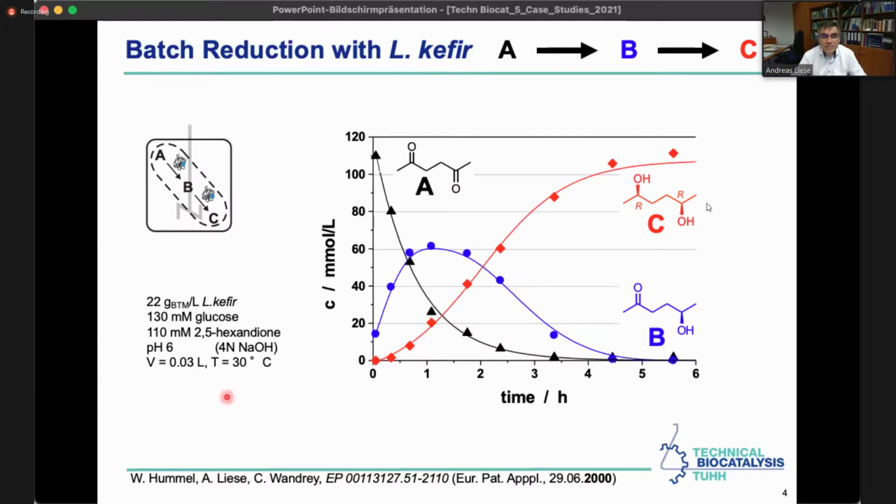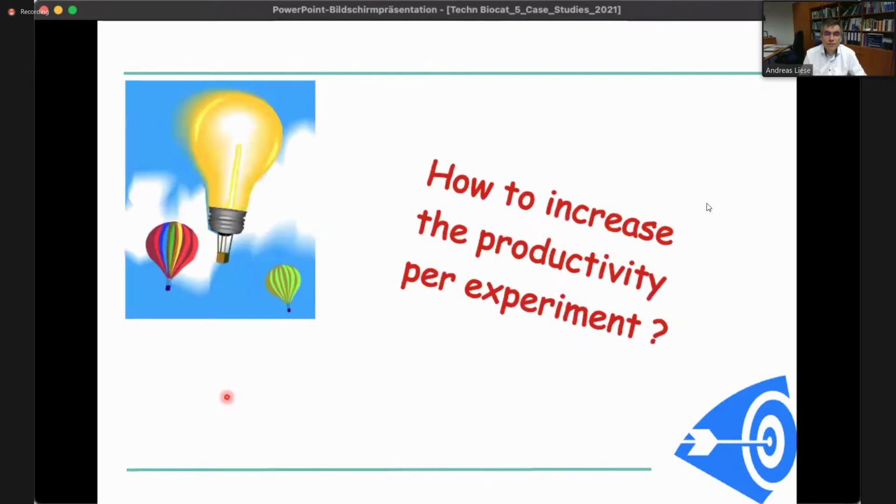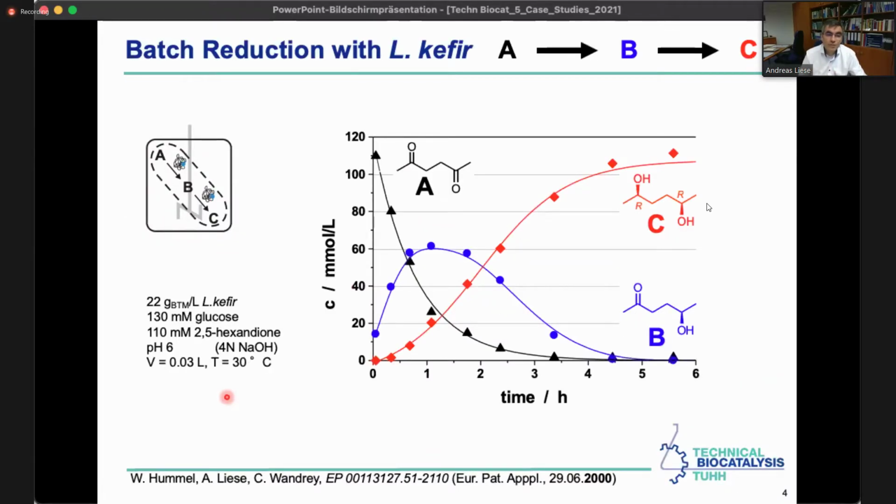But it's not the case, because the productivity is really bad. We're just producing approximately half a gram of product per gram of cell. So that's not really efficient. And the question now is, how can we increase the productivity per experiment? In this case, productivity to make more use of the cells. Now, I would be happy to take any suggestions from you. Either open up your microphone or just write into the chat.